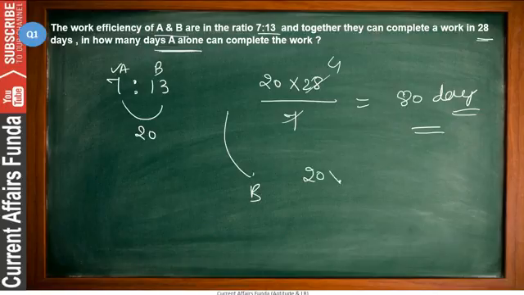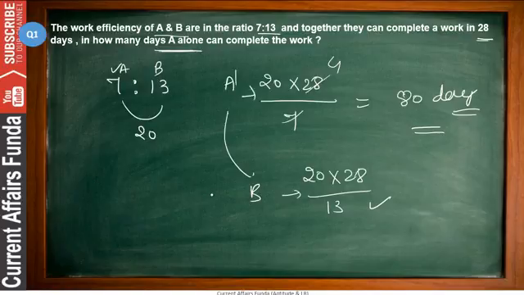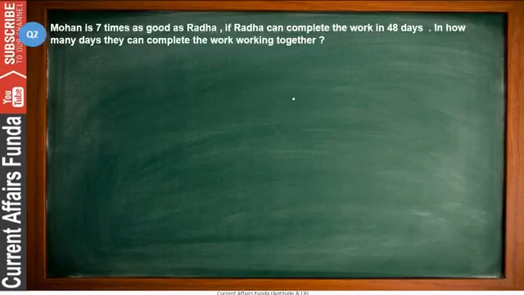Okay, so divide by the efficiency of B, that is 13. So it will be B's answer and it will be A's. Okay, so follow these steps to solve such kind of problems. Now let's move to problem number 2.